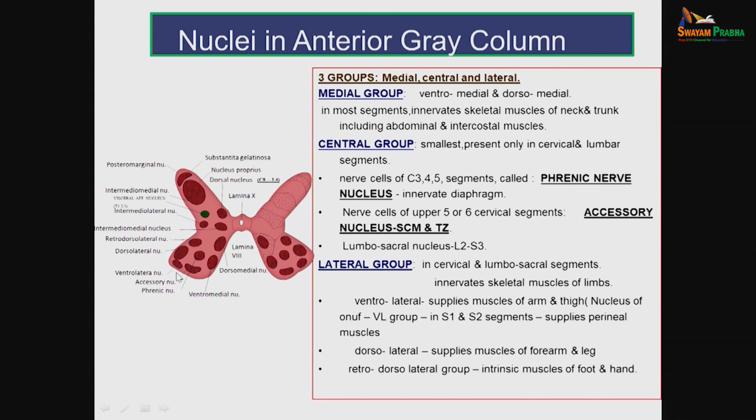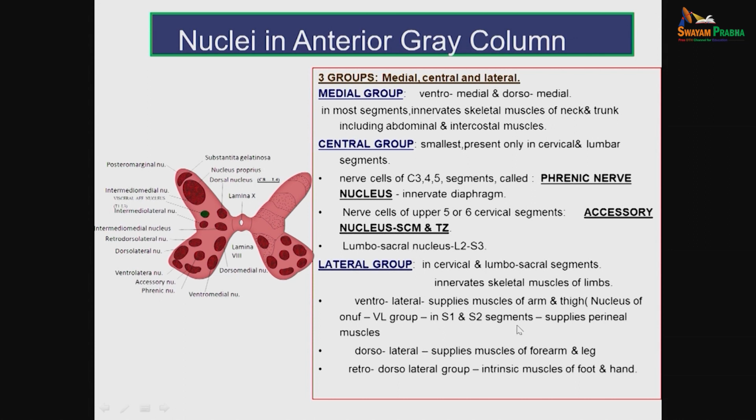So, ventrolateral group of nuclei, the axons of which will supply the muscles of the arm and thigh. In this, one nucleus is important, nucleus of Onuf in the ventrolateral group, in S1 and S2 segments supply the perineal muscles. Dorsolateral group of nuclei, the axons of which go and supply the muscles of the forearm and the leg. Retrodorsal group supplies the intrinsic muscles of the foot and hand.